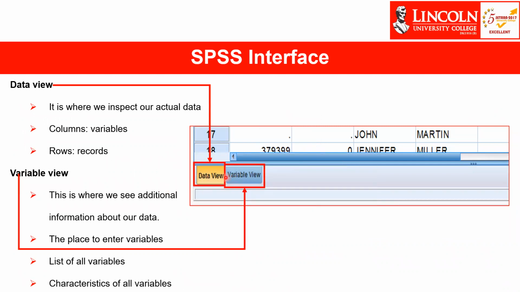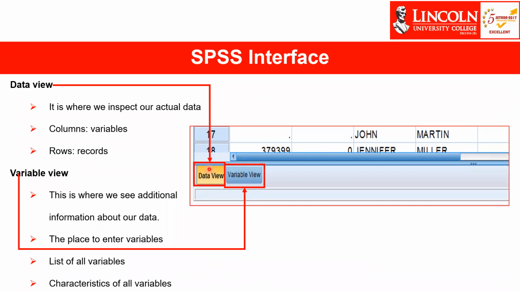You're going to see these two buttons. One is data view, while the other one is variable view. This data view is where we inspect our actual data, the value you entered for a particular variable. You have variable name, variable age, variable country, and a variable called city. Let's say for city, you want to input India or Malaysia or China into that variable. This is where you see it, or this is where you enter the value.